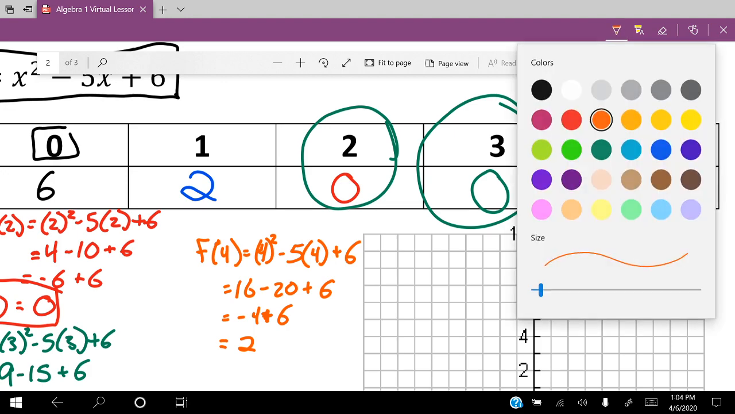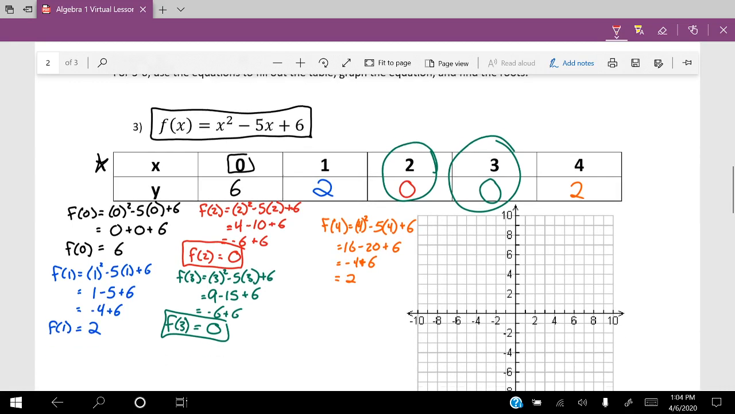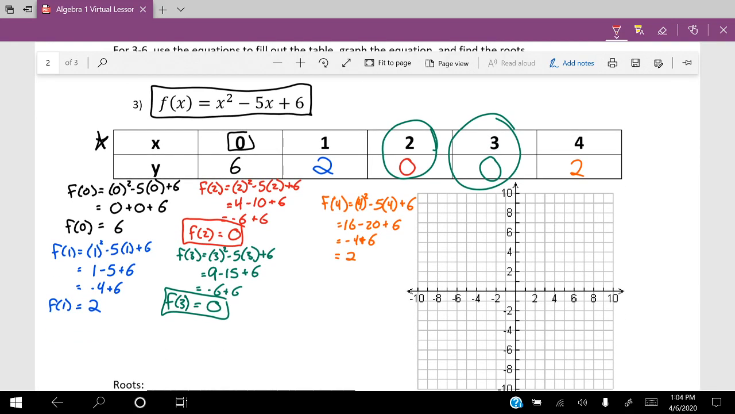And I can actually go ahead and graph this now. Now that I have my entire table done, I can go ahead and graph this. When x is 0, y is 6. When x is 1, y is 2. When x is 2, y is 0. When x is 3, y is 0. And when x is 4, y is 2.